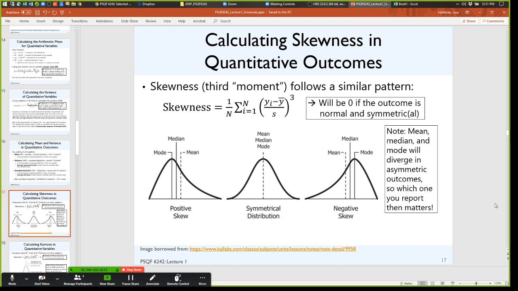So, okay, skewness, people remember. What else do you remember? What other things besides middle and asymmetry do we need to know to describe a variable that's quantitative? Variance. Variance, yeah, what's variance?